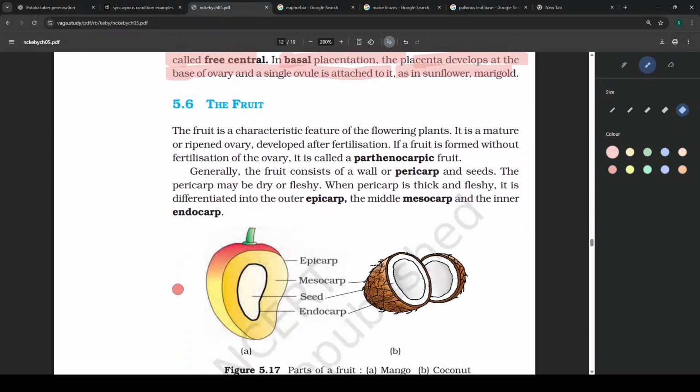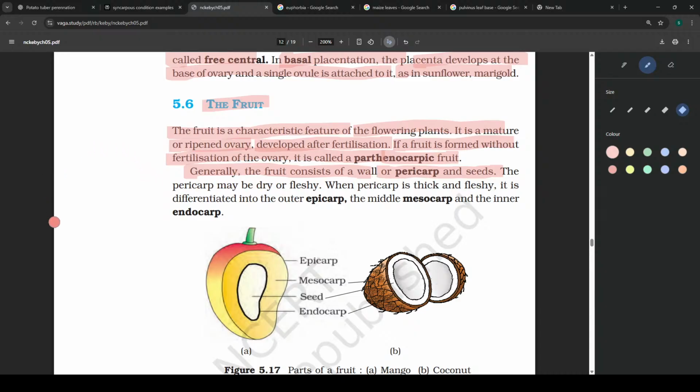Now let's come to the next main topic, that is the fruit. The fruit is a characteristic feature of flowering plants. It is a mature or ripened ovary developed after fertilization. If a fruit is formed without fertilization of the ovary, it is called a parthenocarpic fruit. Generally, the fruit consists of a wall or pericarp and seeds.